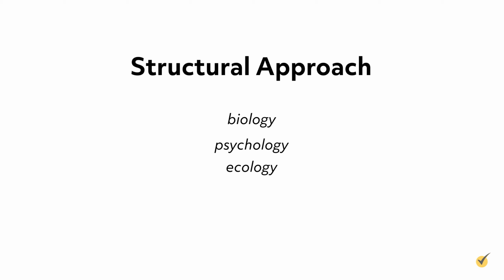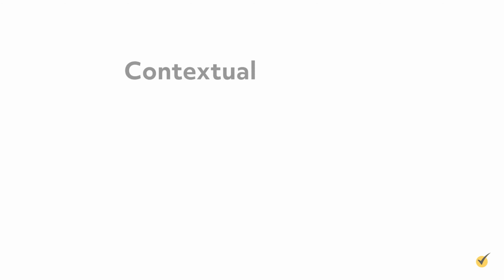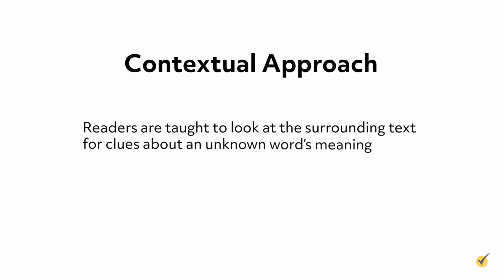Students may be asked to sort words into groups based on shared word parts. They may also create word trees with a word part in the center and words containing that part in the branches. In the contextual approach, readers are taught to look at the surrounding text for clues about an unknown word's meaning.